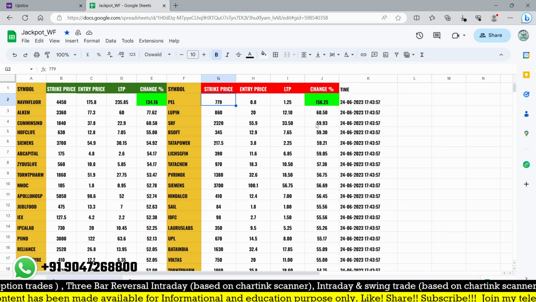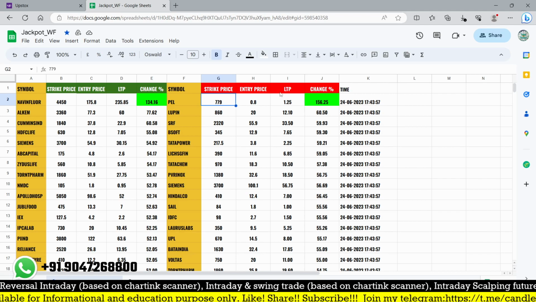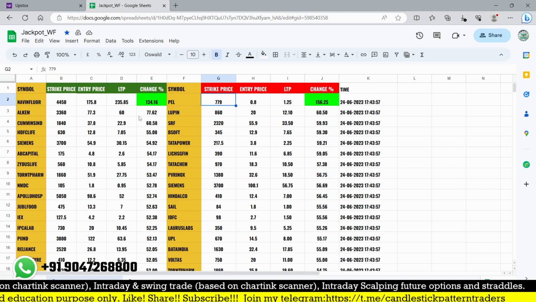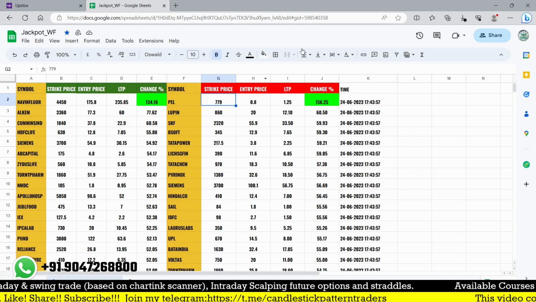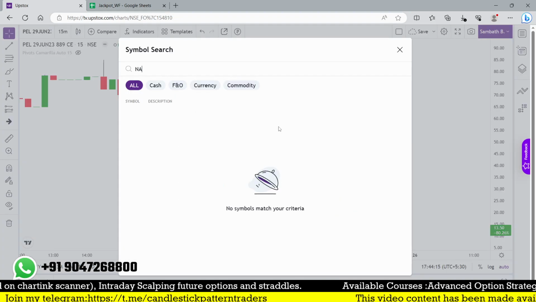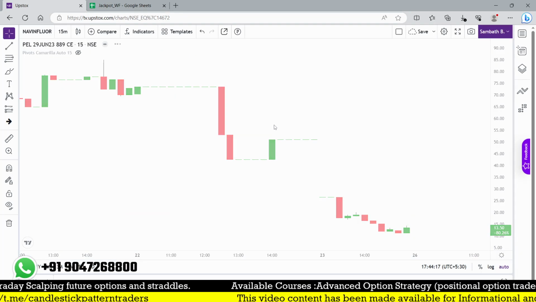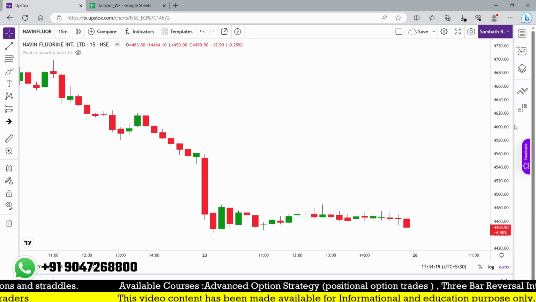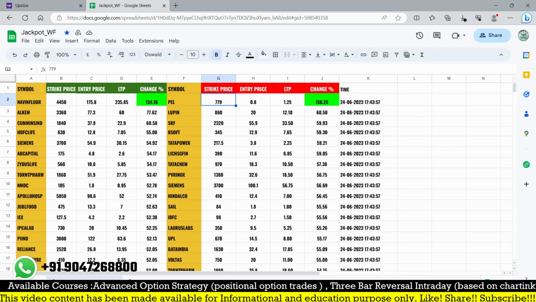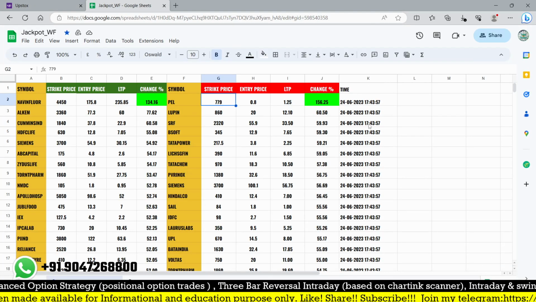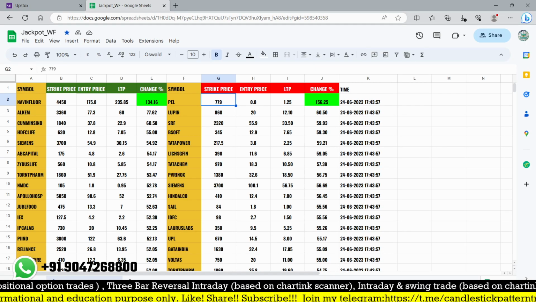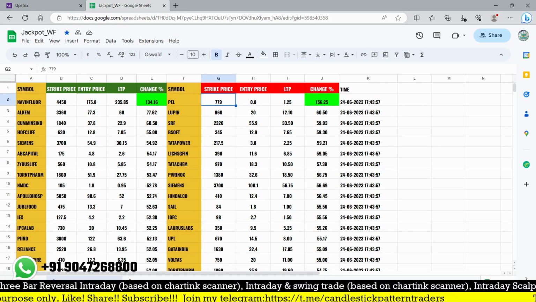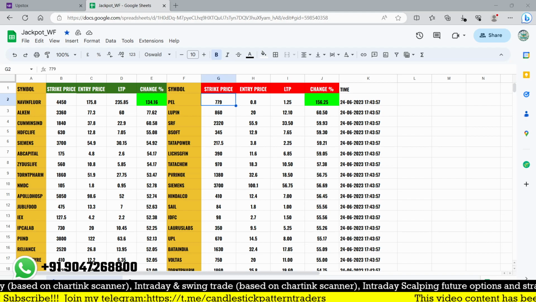Okay, I hope you understood that the sheet is updated. And Navin Fluorine, maybe the previous close compared to that, the previous close 4450. That's right. So the only strike price which varies is for PEL. So we can change the strike price, and once it is updated, the sheet will be automatically updated.